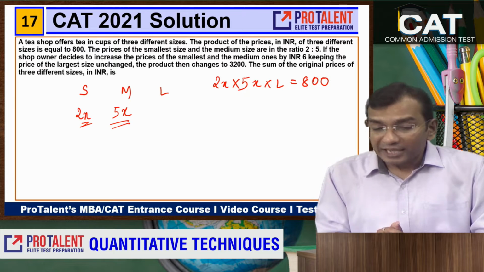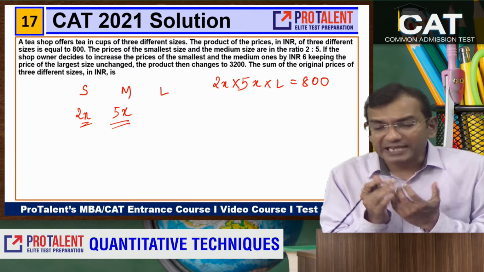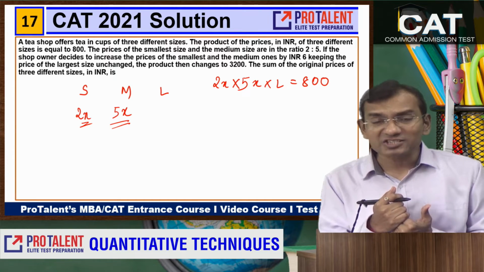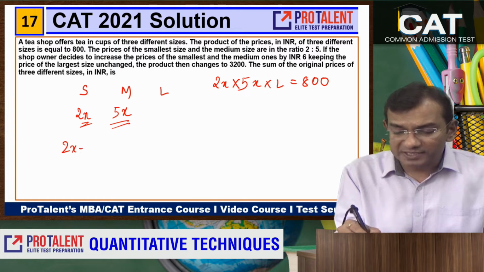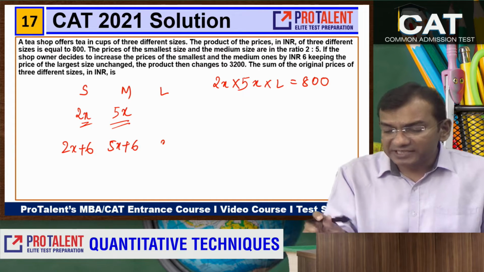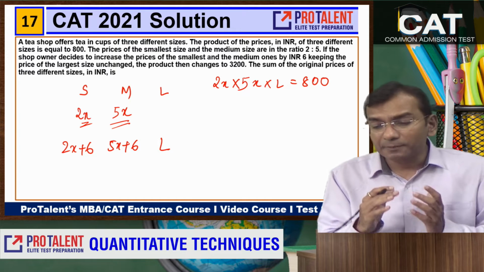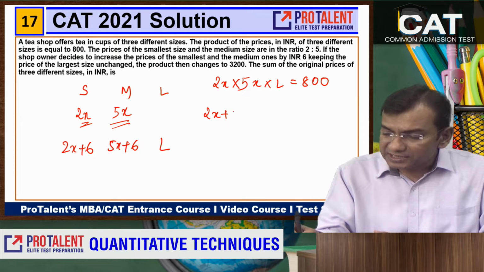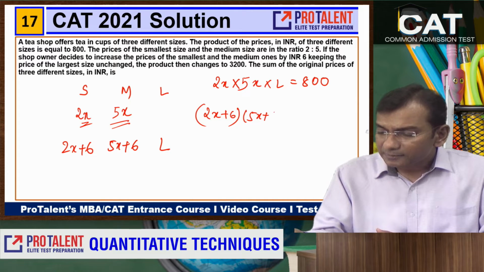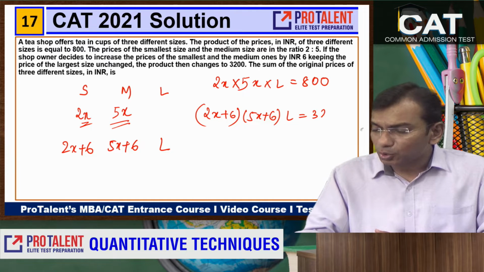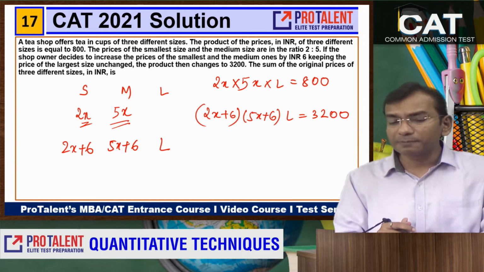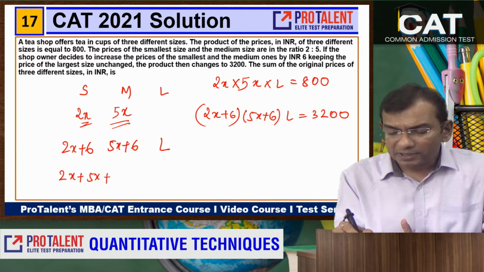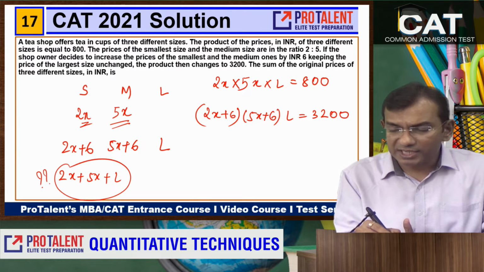Great. If the shop owner decides to increase prices of smallest and medium ones by 6 rupees, keeping the price of largest unchanged, the new price would be 2x plus 6, 5x plus 6, and this remains L. This is not changing. The product changes to 3200. Great. So 2x plus 6, 5x plus 6 into L will become 3200. Then the sum of the original prices of three different sizes, that is 2x plus 5x plus L, what will it be? That is the question they are asking us.